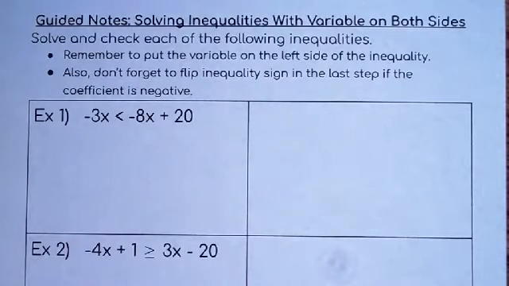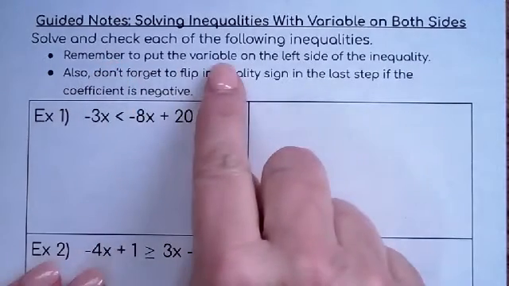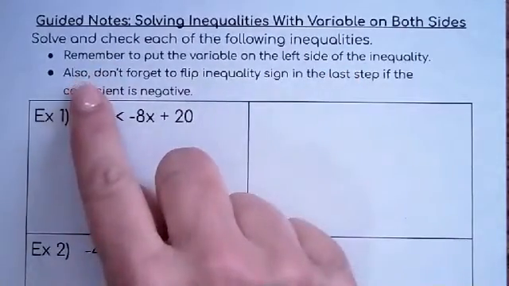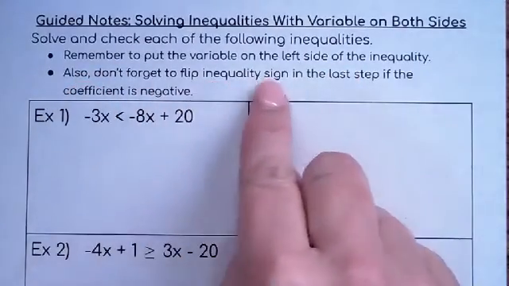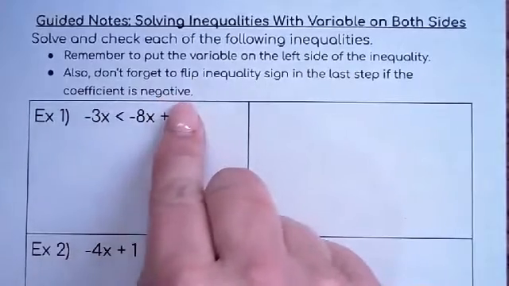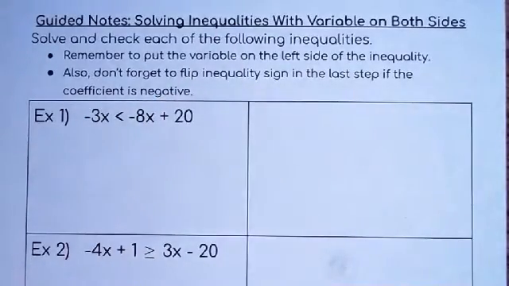So just a couple of fast reminders. Remember, we want the variable on the left side always, just like when we were solving the equation, okay? Also, don't forget to flip the inequality sign in the last step if the coefficient is negative. And we'll talk about that when we get there, okay?